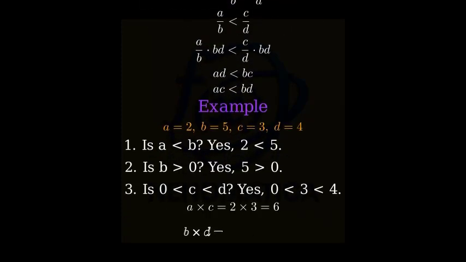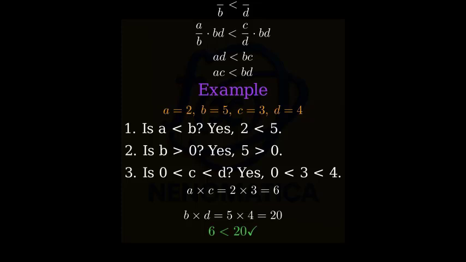Now let's calculate a times c. 2 times 3 equals 6. And b times d. 5 times 4 equals 20. Is 6 less than 20? Yes, 6 is less than 20. So we verified that our property holds for these values.